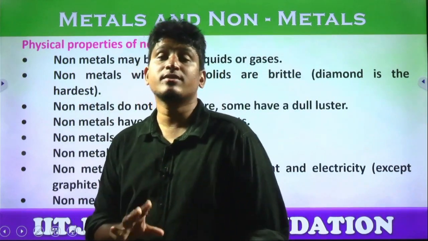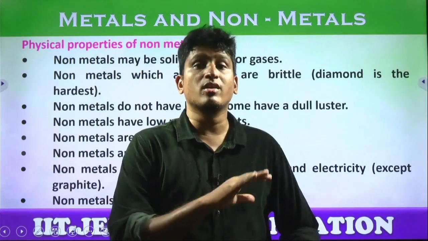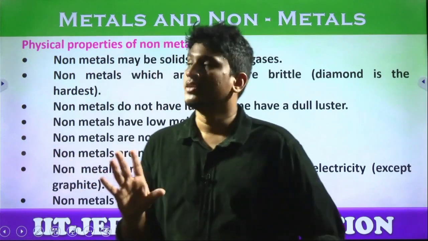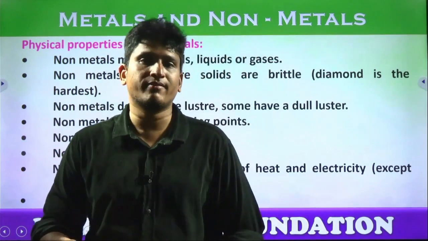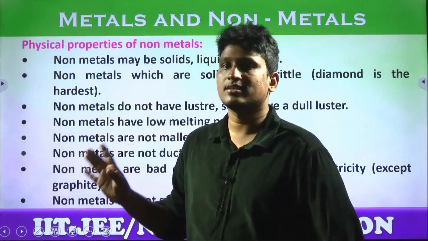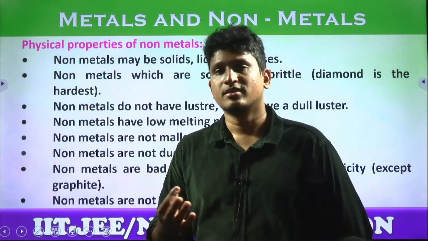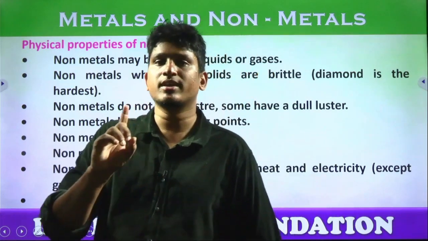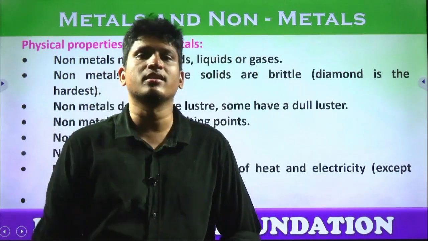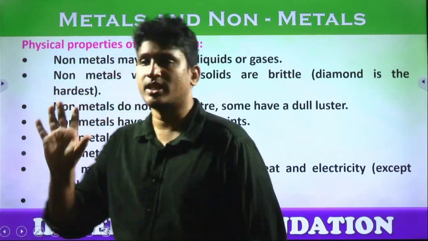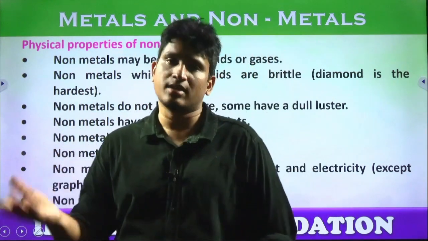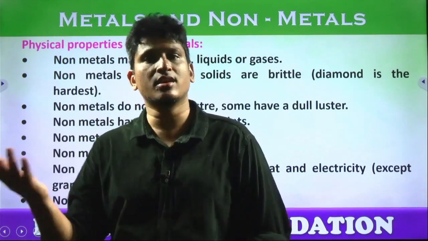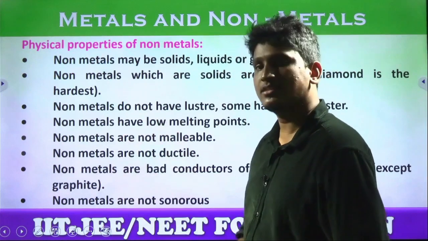Non-metals may be solids or liquids or gases, right, students? Like most of the metals, what is the physical state? They are all solids, the majority. There is one liquid metal, that is mercury, yes or no? And non-metals are available in all three states: solids, liquids and gases. What are solids? Carbon, sulfur, phosphorus, iodine. What are liquids? There is only one liquid non-metal, that is bromine. Mercury is the only liquid metal, you have to remember that. Next, gases like fluorine, chlorine, oxygen, nitrogen, hydrogen. These are all the gaseous non-metals.